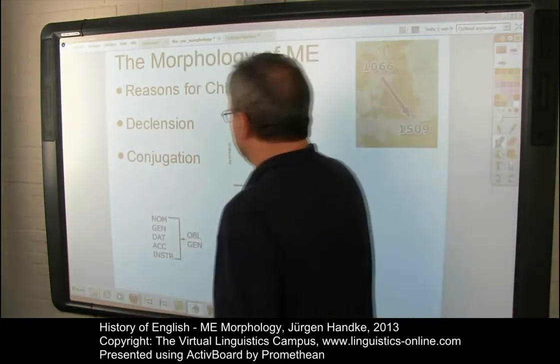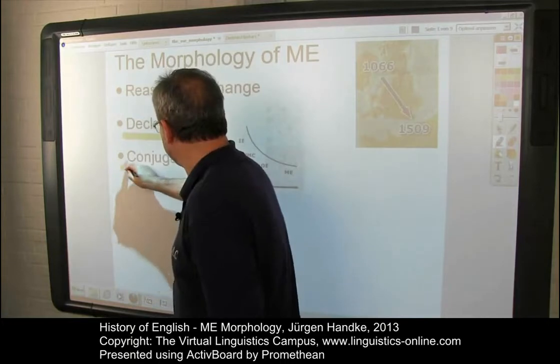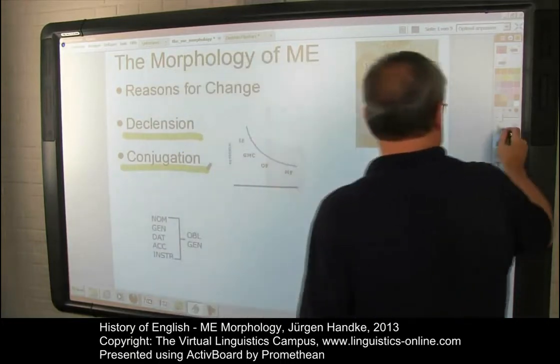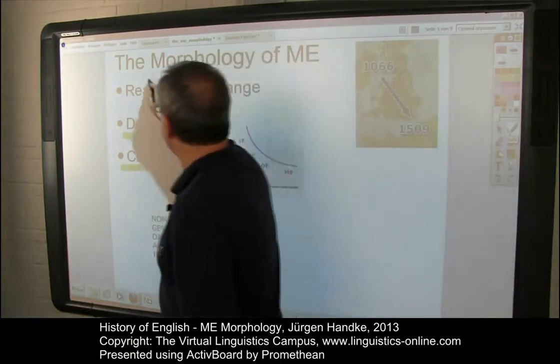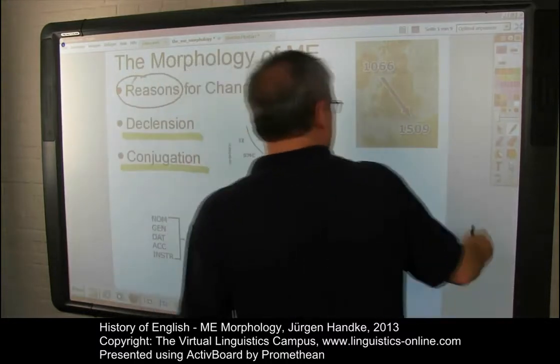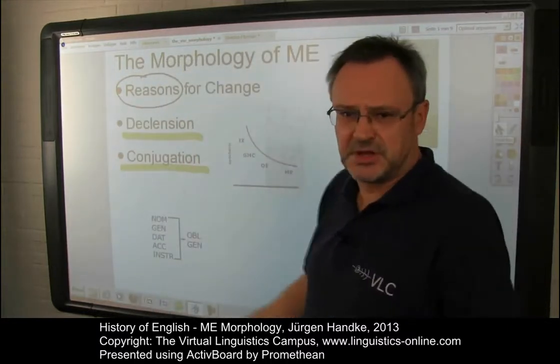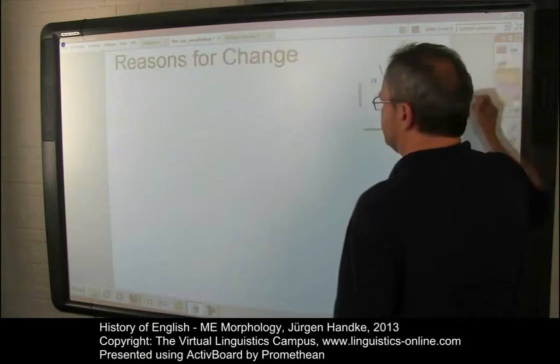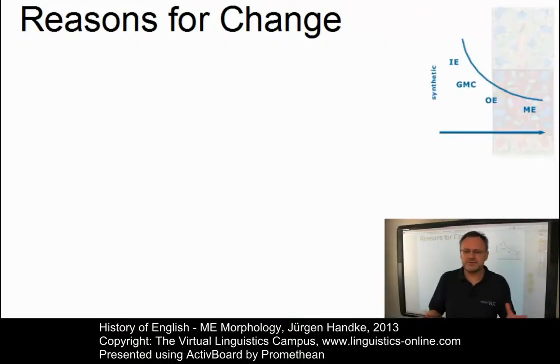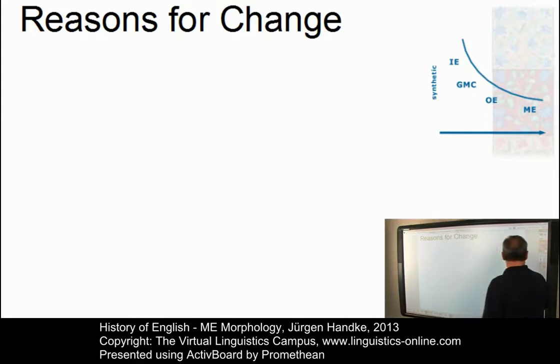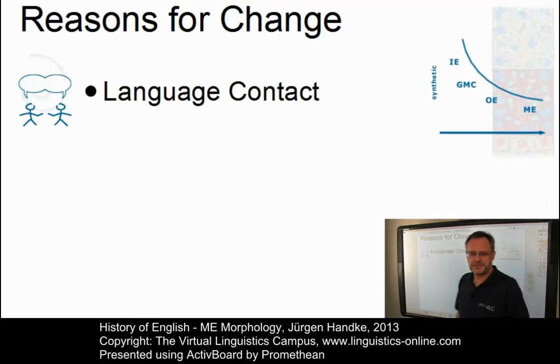As usual, we will look at declension and conjugation. But what exactly were the reasons for the morphological changes? Well, let's start with this question. Among the reasons for language change, two seem to have been most effective in Middle English. One of them is language contact.